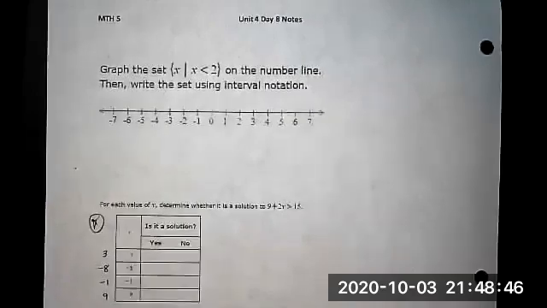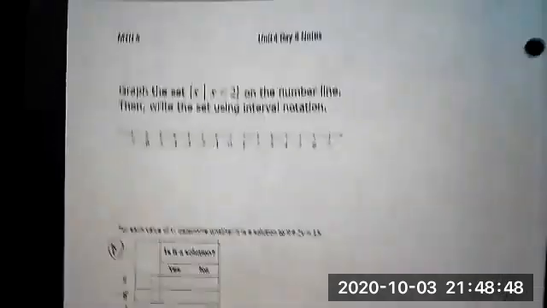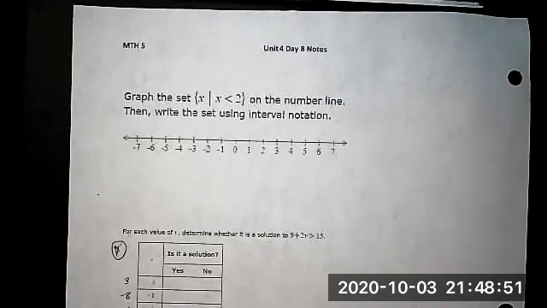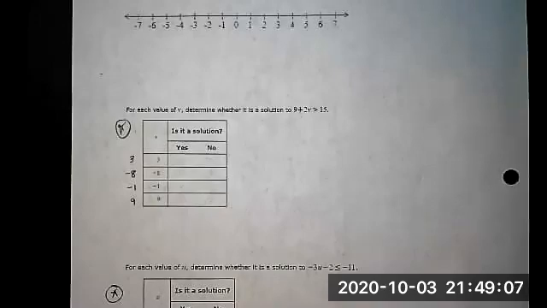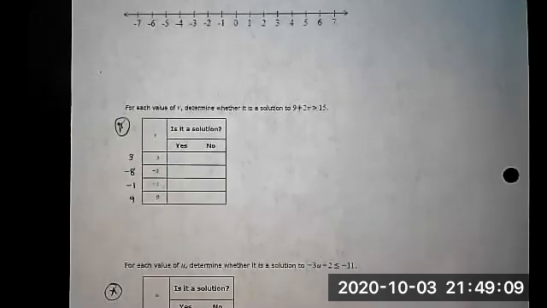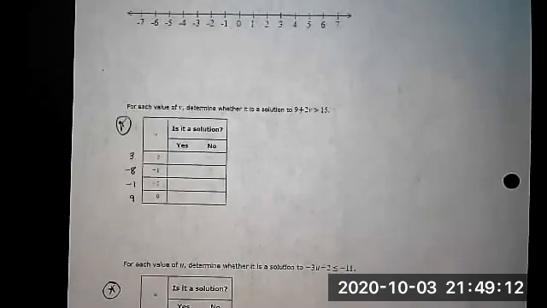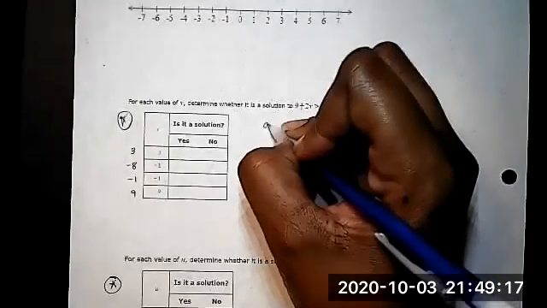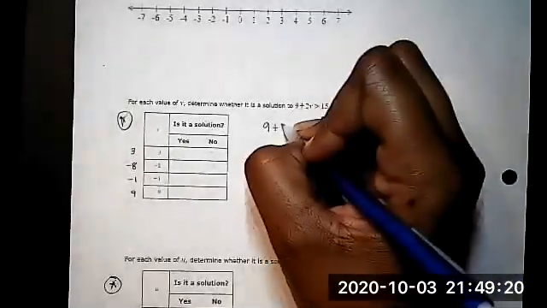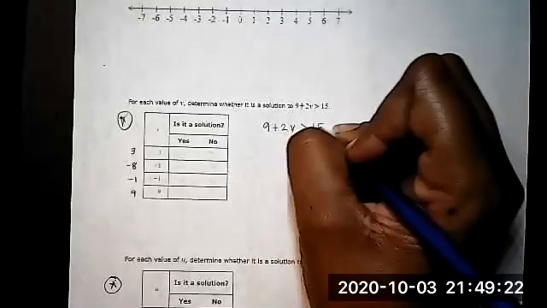All right. So let's move on to this problem here. Okay. For each value of b, determine whether it is a solution to this or not. And we will see by, first and foremost, we have to solve the problem. So it's 9 plus 2b is greater than 15.